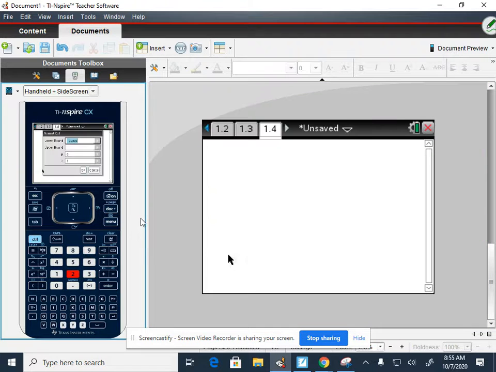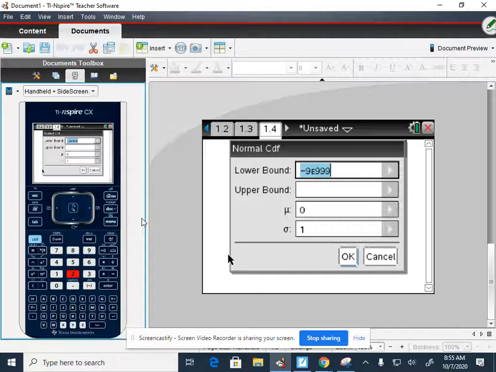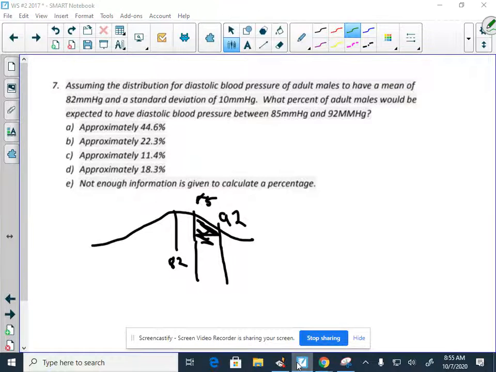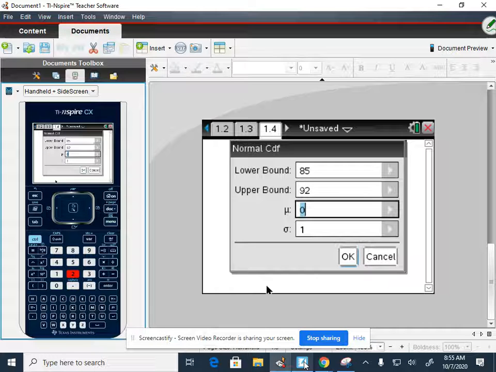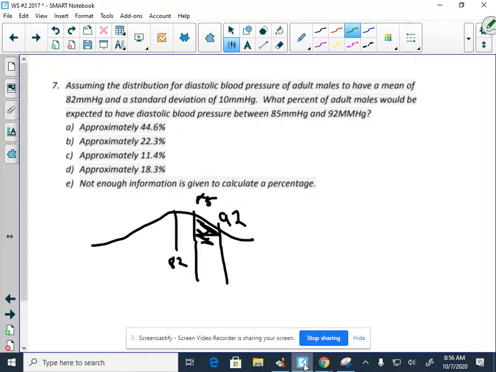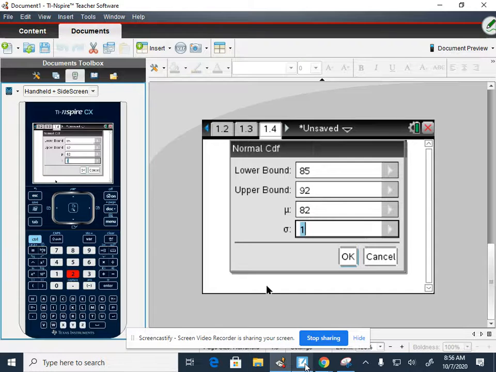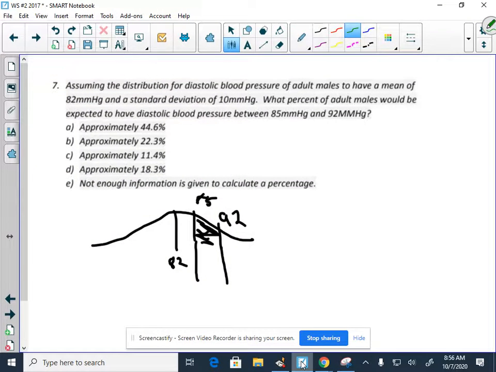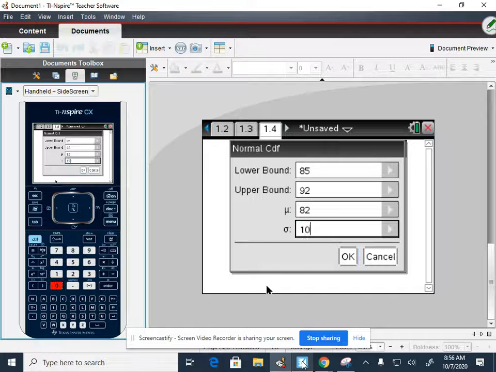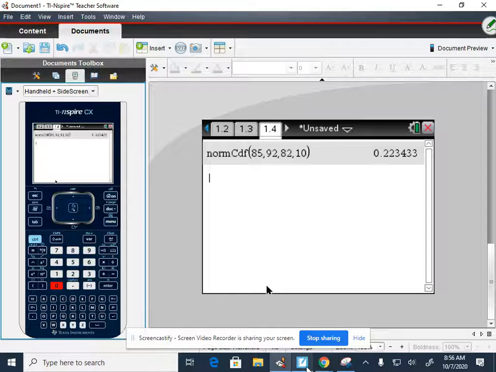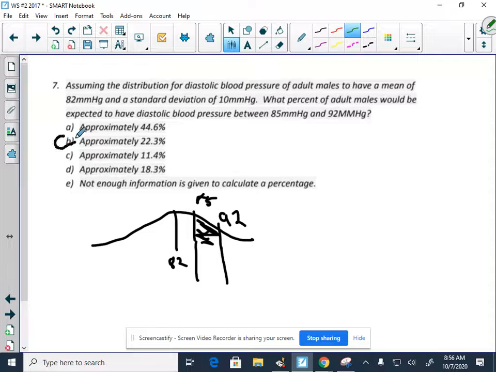So everybody, menu 652. If you're on the TI-84, for any students out there working at home, you have to press second vars, which brings up distribution, and then find normal CDF. So anyway, we put in the 85, I think it was, and the 92. And then this is 82 and 10. We jump right to the percent, 22.3. So answer B.